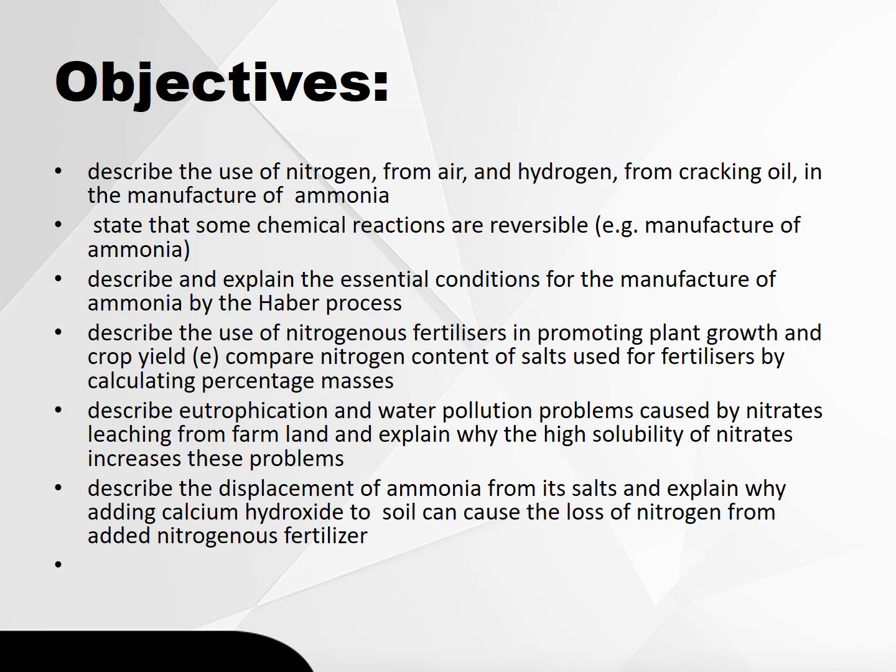Now the objectives. By the end of the lesson, students will be able to describe the use of nitrogen from air and hydrogen from cracking oil in the manufacture of ammonia. State that some chemical reactions are reversible, for example, manufacture of ammonia. Describe and explain the essential conditions for the manufacture of ammonia by the Haber process.